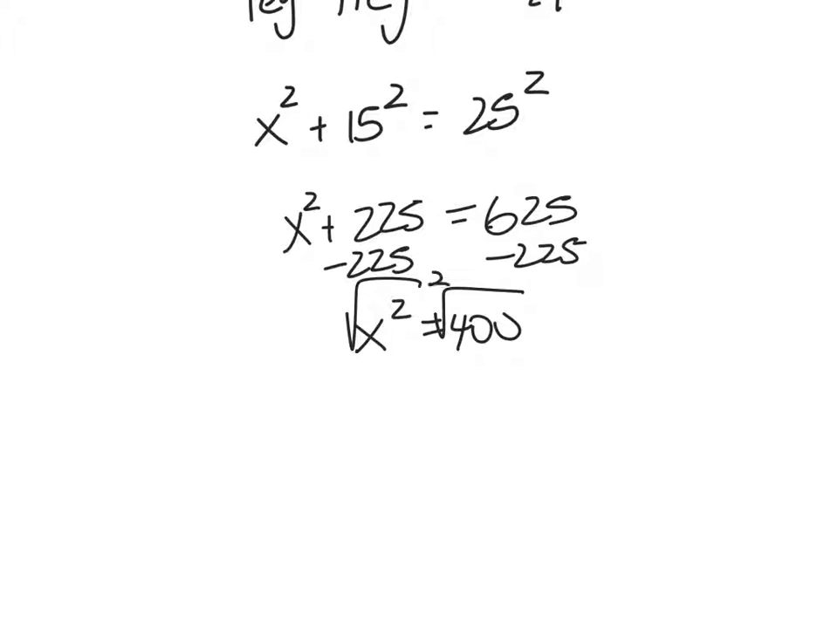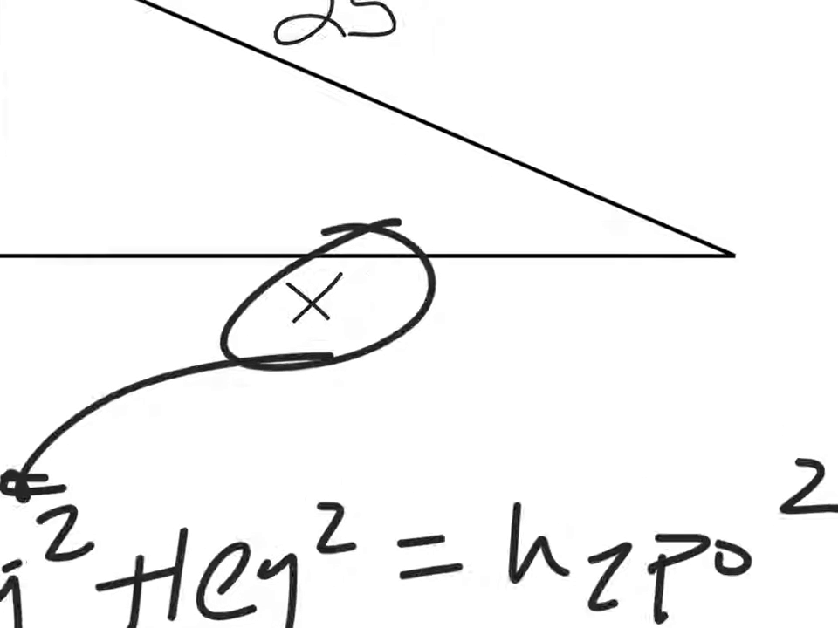Take the second root on both sides. X equals plus or minus 20. And of course, in this problem, I'm only going to keep a positive answer. X equals 20. Hopefully this clicked for you and it wasn't that crazy.